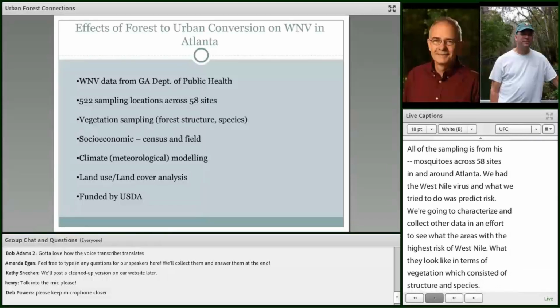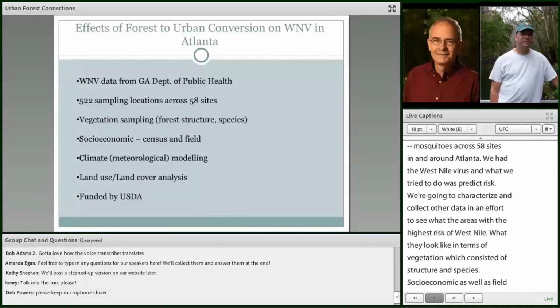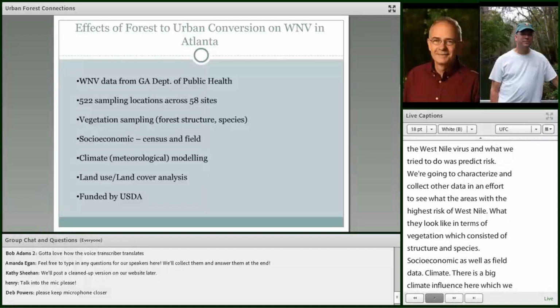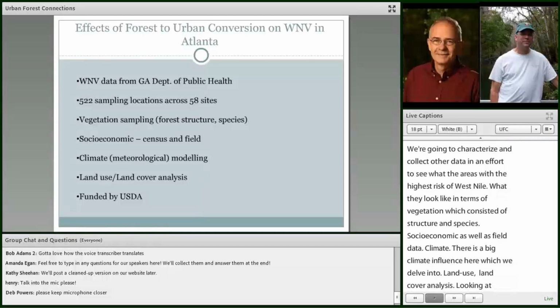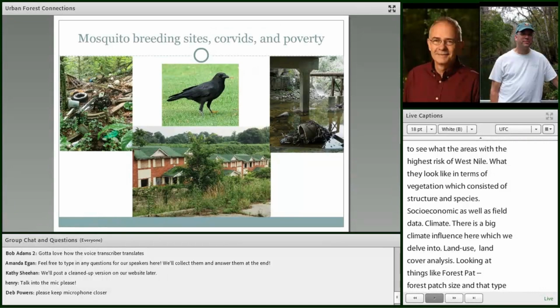Climate, there's a big climate influence here, which we delved into. Land use, land cover analysis, looking at things like forest patch size, that type of thing. And so there's a lot of people, a very highly interdisciplinary project here, about 6 or 7 principal investigators.